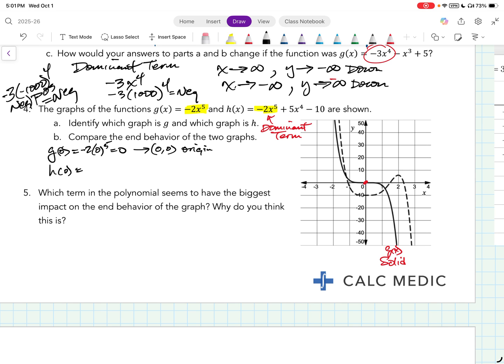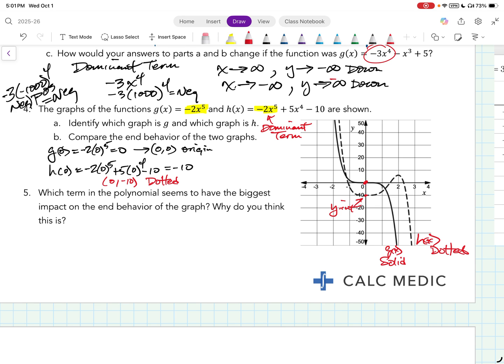All right, and the other one here, let's find h of 0 just for funsies. Okay, so there it's negative 2 times 0 to the fifth, plus 5 times 0 to the fourth, minus 10, which is obviously negative 10. So here, 0, comma negative 10 is on the graph, and that's the dotted one. Okay, so right here, there's your y-intercept. So the dotted one is h of x. Okie dokie, now that we established that, what's going on here?